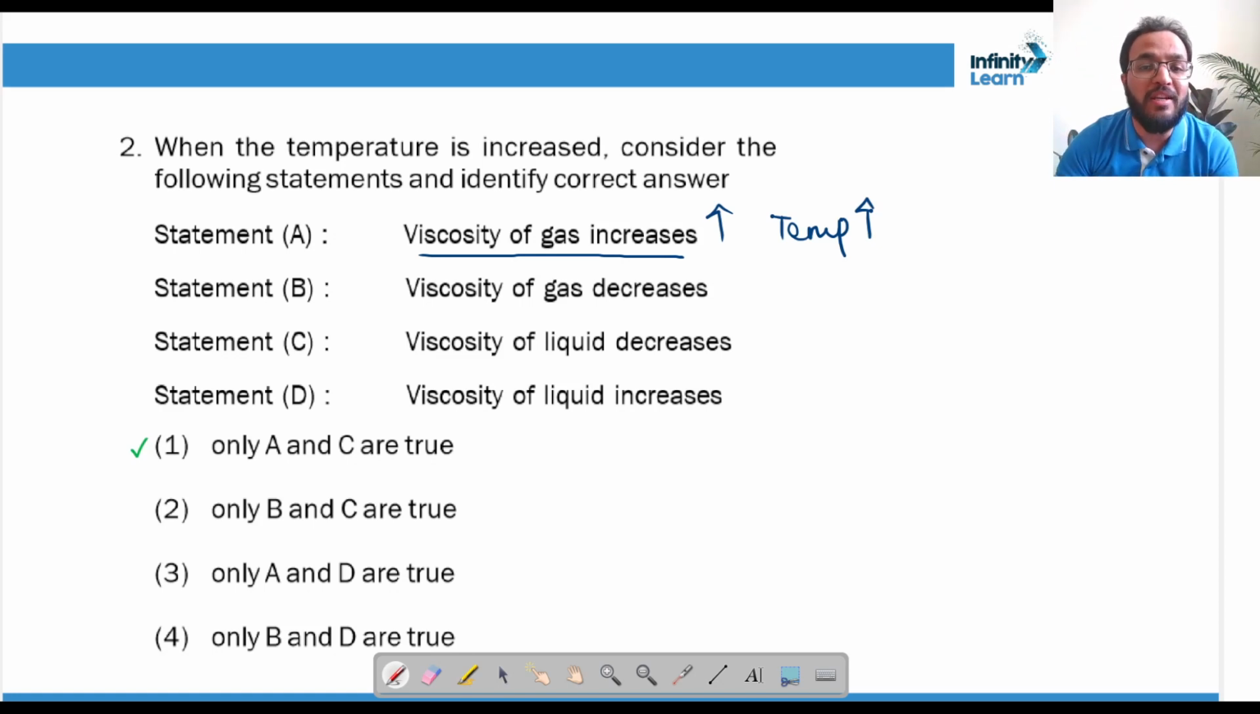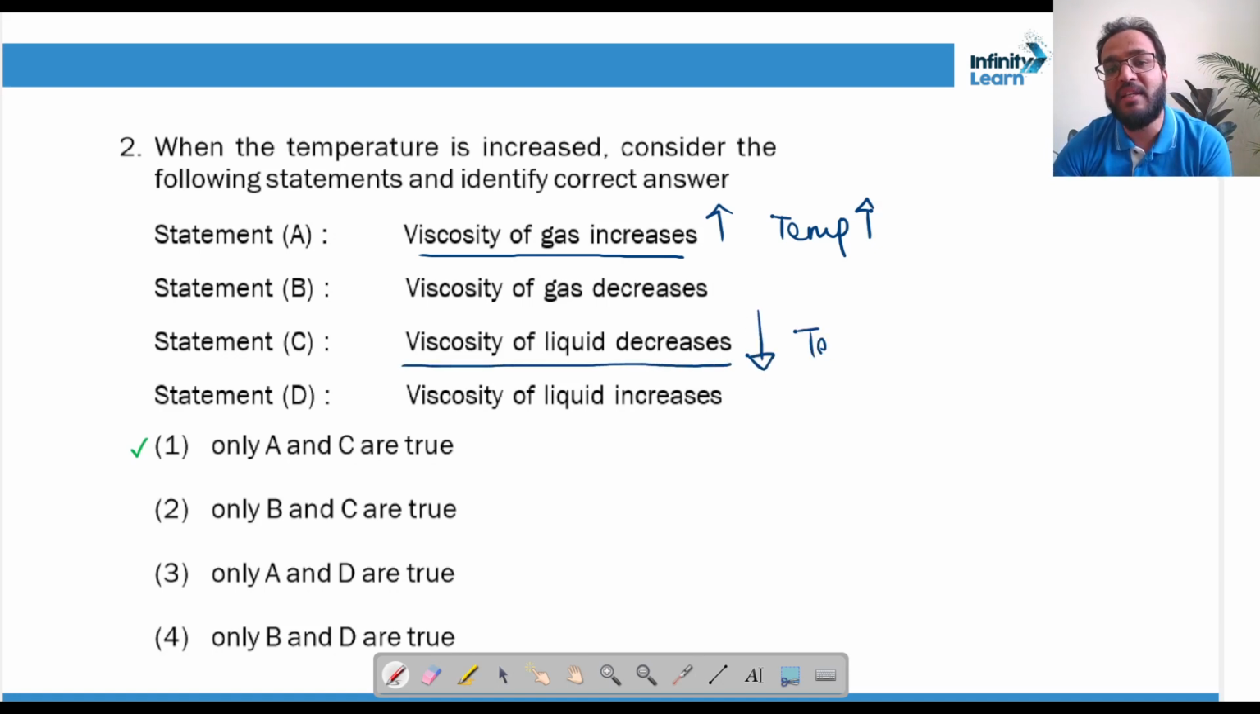But the viscosity of the liquid is inversely related to temperature. So if you talk about the viscosity of liquid, it reduces with an increment in temperature. You have to be very careful about this. So which option is correct? Only A and C, right?